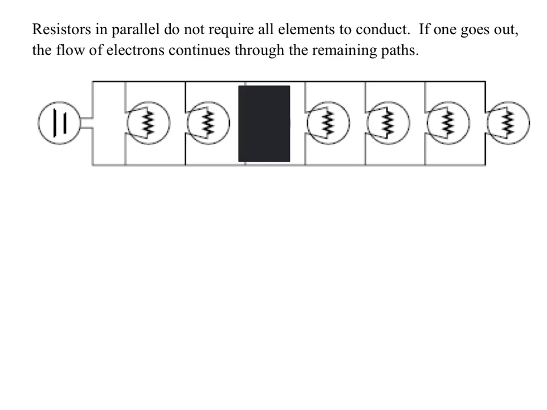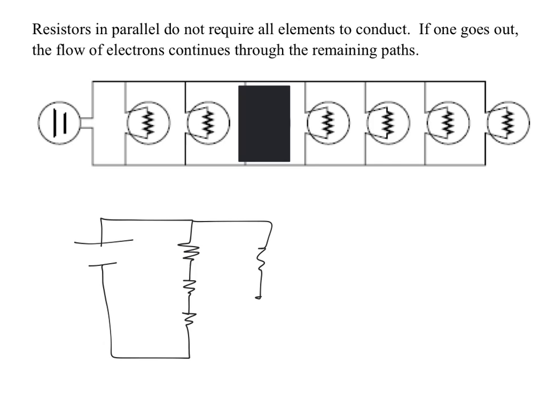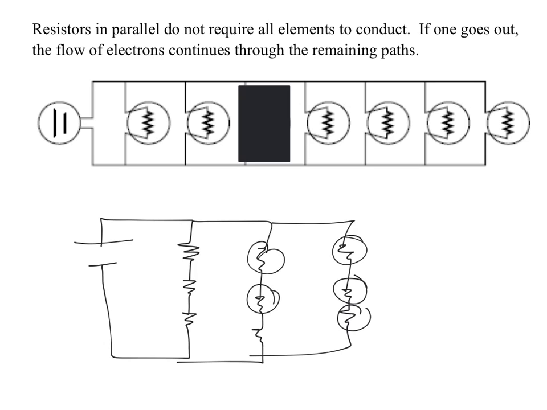Let me show you a quick example of something we're going to do in the second period tomorrow. If you have an arrangement like this, what setup is that? Why is that series? They're all connected, there's no branching off. How about now?